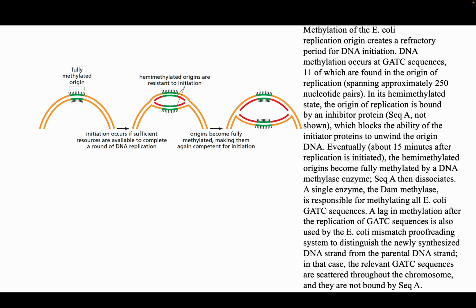Eventually, the hemi-methylated origins become fully methylated by a DNA methylase enzyme. SeqA then gets dissociated. A single enzyme called Dam methylase is responsible for methylating all E. coli GATC sequences. A lag in methylation after the replication of GATC sequences is also used by the E. coli mismatch proofreading system to distinguish the newly synthesized DNA strand from the parental DNA strand.